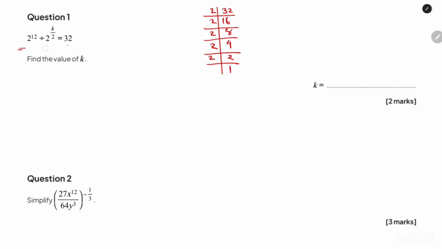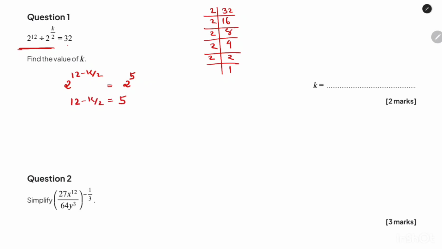So on the left hand side, because the bases are the same and there is a division, you will subtract the power. So that is 2 raised to 12 minus k by 2 is equal to 32, which can be written as 2 raised to 5. Now on both sides a single term is there and the bases are the same, so remove the bases and directly equate the powers. So 12 minus k by 2 is equal to 5.